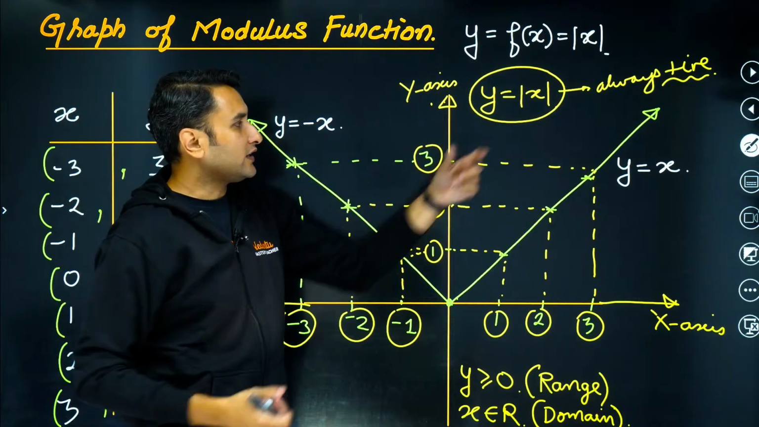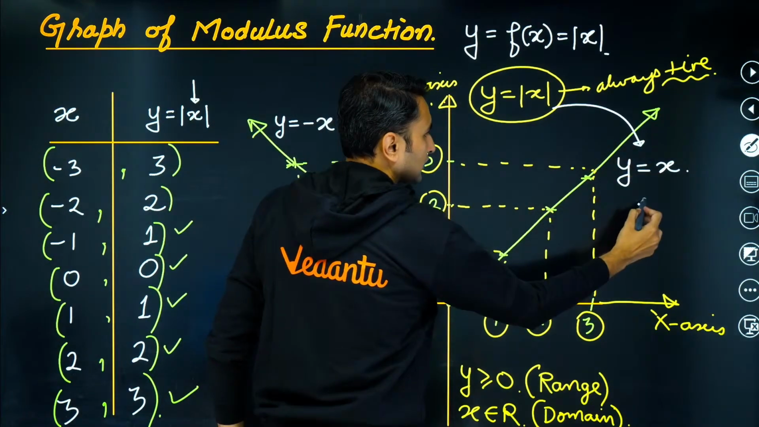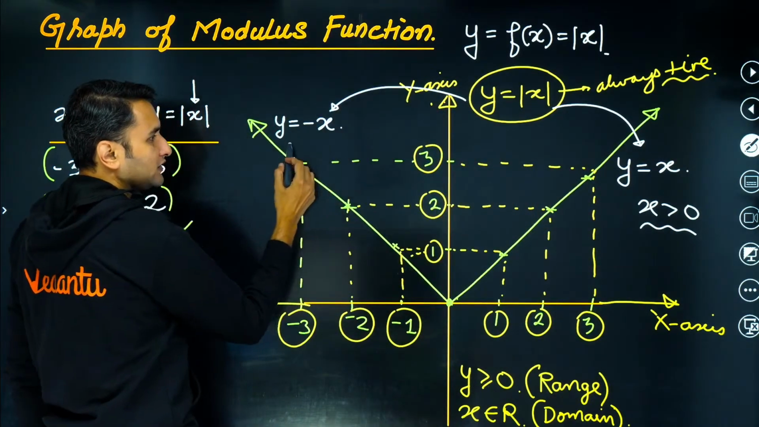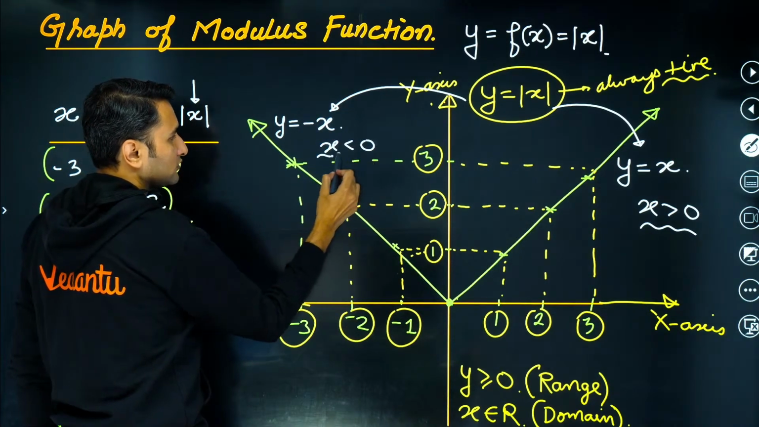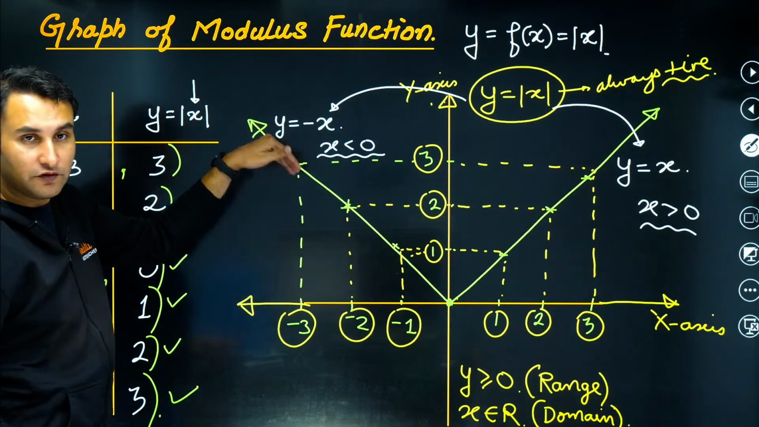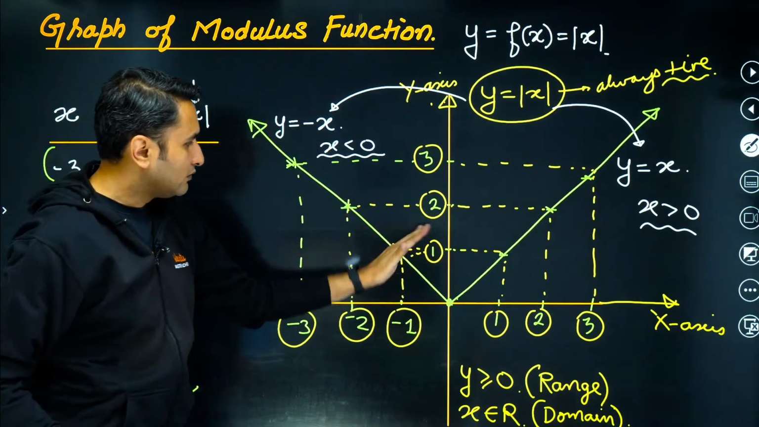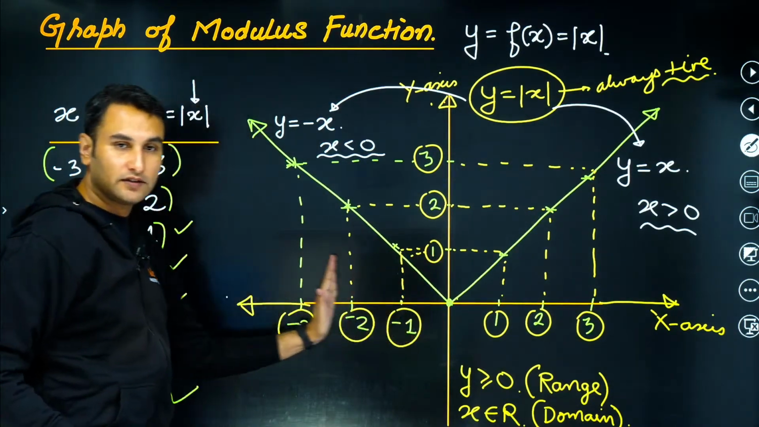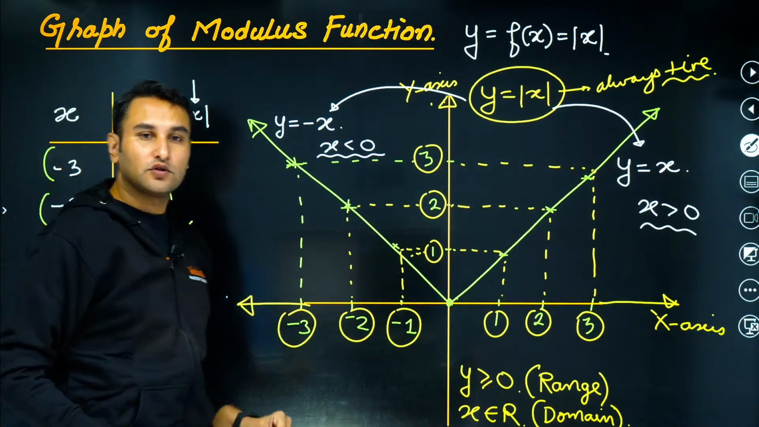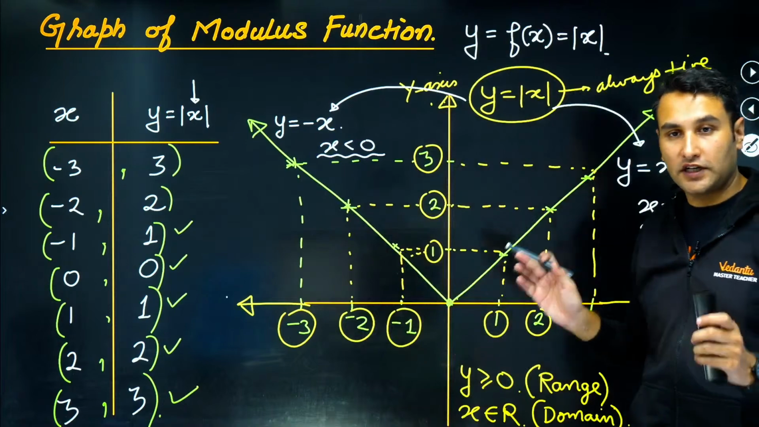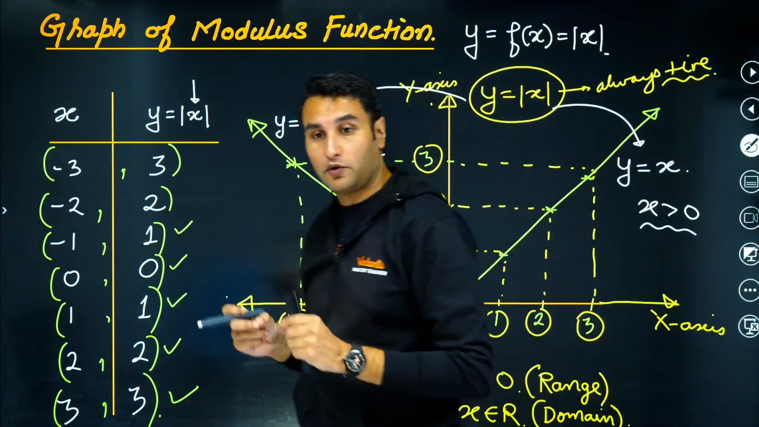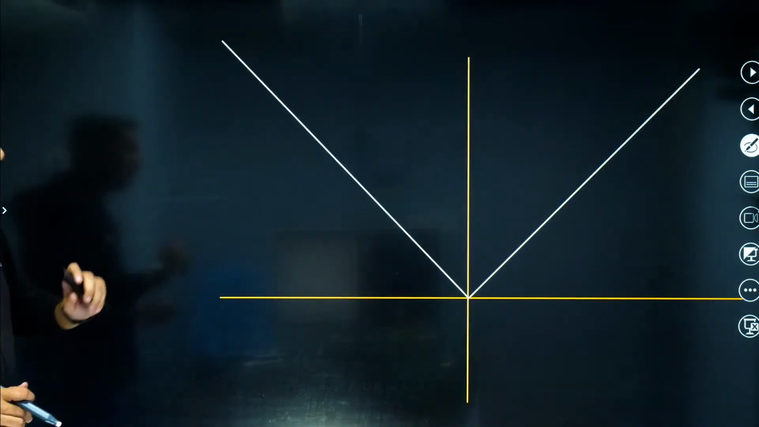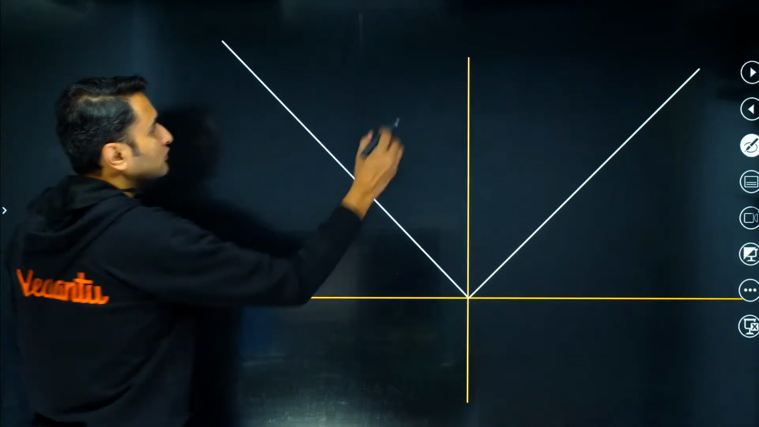So y equal to mod x behaves like y equal to x for x greater than 0. It behaves like y equal to minus x for x less than 0. And the y equal to minus x graph, this is this graph, slope minus 1. But this graph is only restricted to this side of the x-axis, only this side of the x-axis when x is less than 0. So this basically covers all aspects of the graph. Very, very important graph. Okay? Alright, cool.